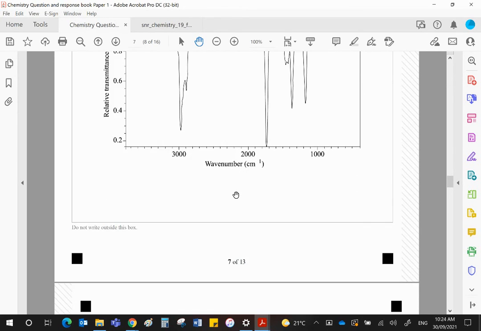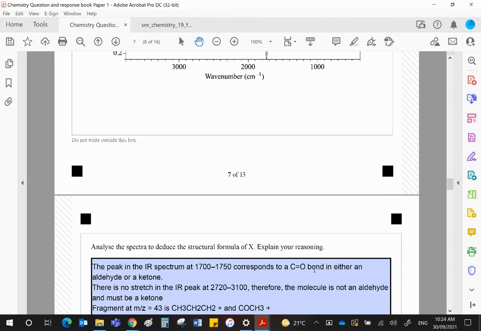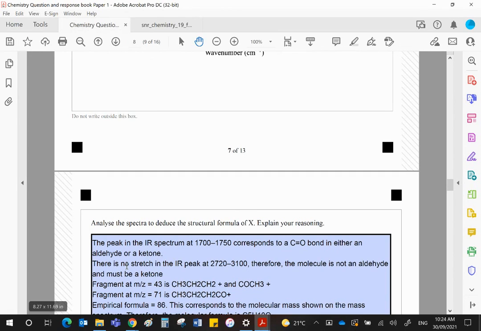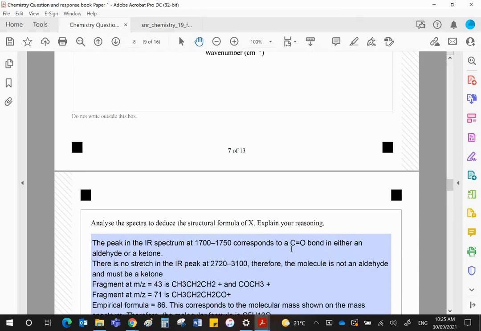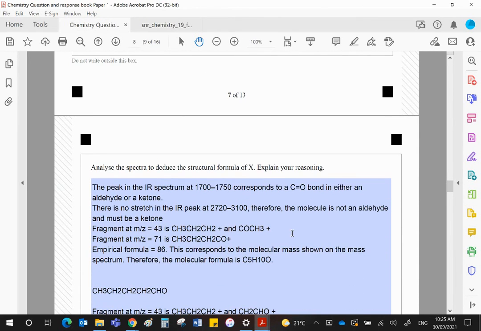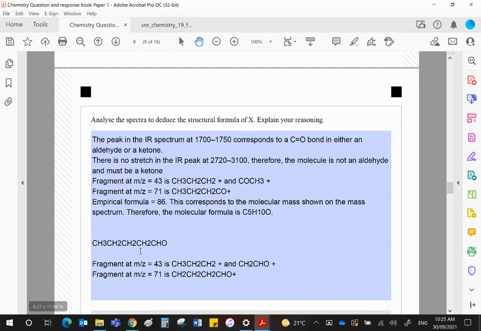Now, the reason I'm emphasizing that is because the answer that QCAA provide is wrong. They have said that the CO, yeah, we've got that one, either aldehyde or ketone. And then it says there is no stretch in that region there. Let's read that again. No stretch in that region there. I have no explanation for why they've done this. All I can tell you is clearly the answer is wrong. The answer they've given is pentanone.